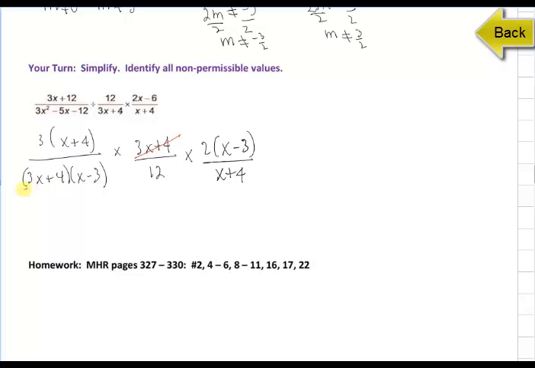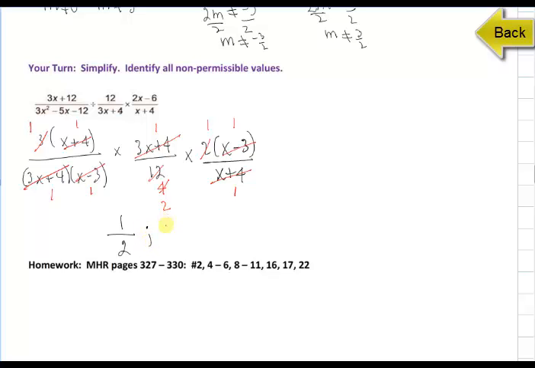The 3x plus 4 and the 3x plus 4 can reduce. The x plus 4 and the x plus 4 can reduce. The x minus 3 and the x minus 3 can reduce. 3 can go into 3 once and into 12 4 times, and then 2 can go into 2 once and into 4 2 times. So when we write our answer, then we're going to have 1 times 1 times 1 times 1 times 1, so that's 1 over. And then in the denominator we're going to have 1 times 1 times 2 times 1, which is 2.